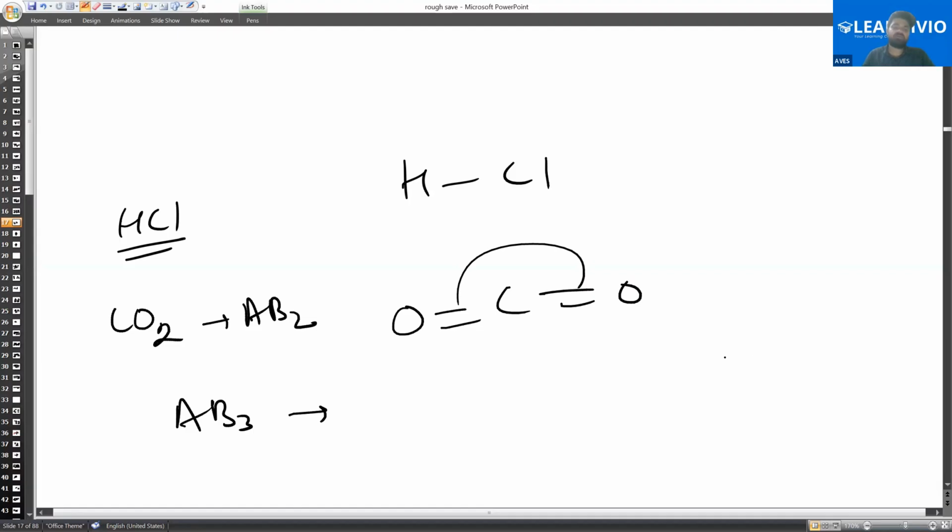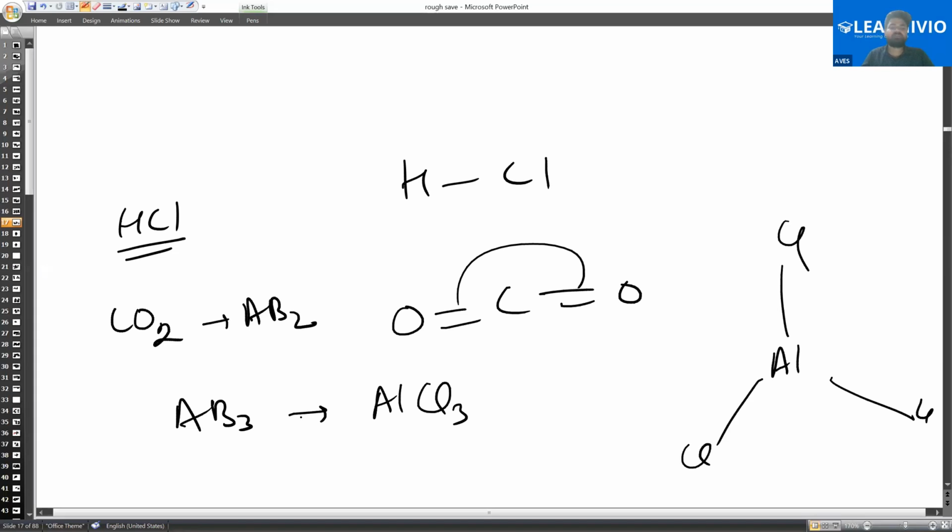Like we can write AlCl3, aluminum chloride. The aluminum will be at the center. One chlorine atom here, one chlorine atom here, in a triangular pattern. So it is AB3 type. It is trigonal planar. Trigonal planar. Okay, understood?